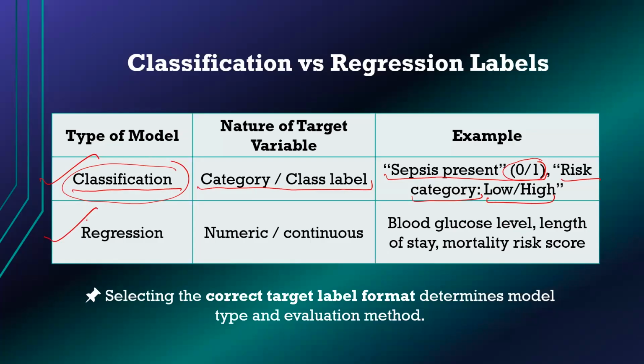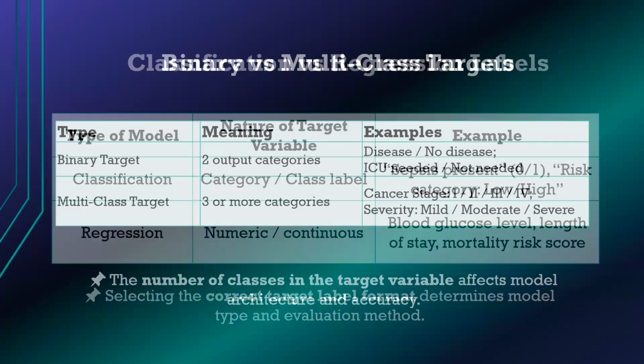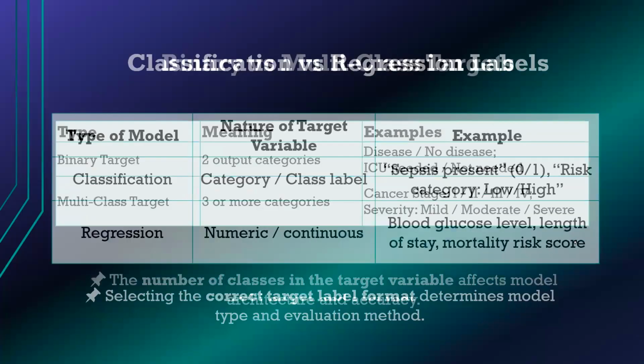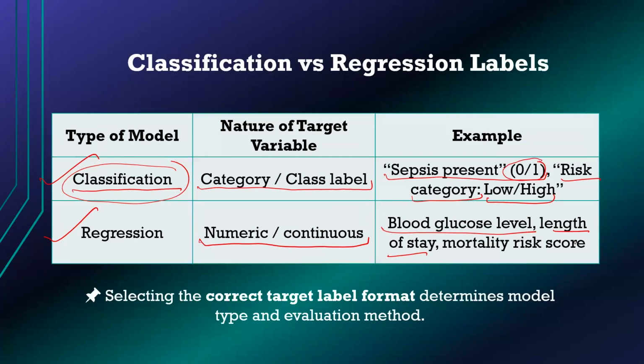Then the second category we have is the regression case study. We may have numeric or continuous variables in this case, like long-range variables, continuous variables, or floating point numbers. It could be predicting the blood glucose levels of a patient, the length of stay in the hospital, or the mortality risk score of a certain patient. That becomes a kind of regression study.